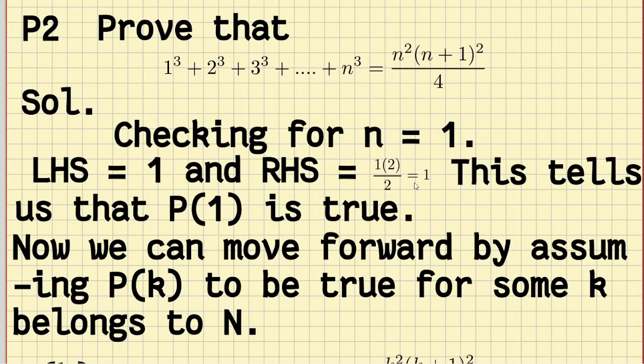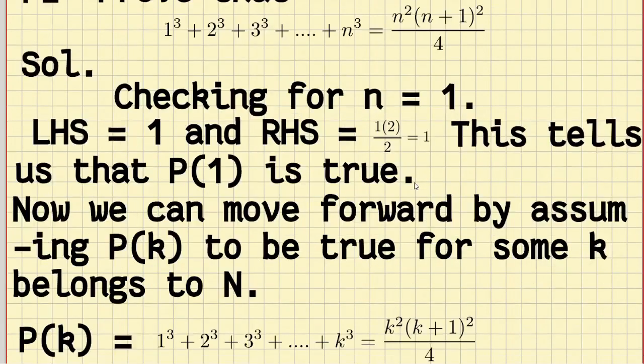Now we can move forward by assuming Pk to be true for some k belonging to the natural numbers. Then we assume that there exists some k for which this statement is true. And now we will try to move to the next statement, which is the k plus 1 domino. If we prove that the k plus 1 domino will fall, then we can say that this statement is true. Let us see how. First I will rewrite the statement Pk in terms of k. Then I will try to manipulate it to get the k plus 1 statement.